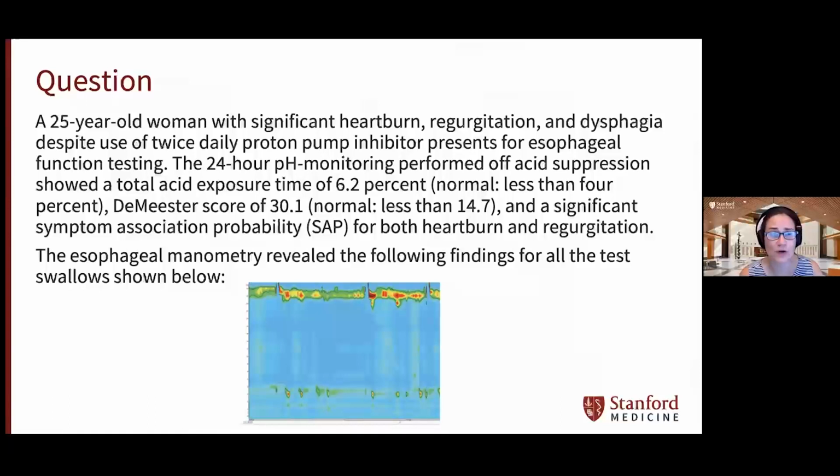He's got a Demeester score of 30.1, and the Demeester score is a composite score that tells us about a lot of different factors, not just the total amount of time that there's acid exposure, but when there is acid exposure, how long does it last? When does it occur? In what positions? And it creates a composite score that also tells us about the likelihood of reflux or the significance of reflux. And in this case, again, they give you the normal value, that normal is less than 14.7 and he's 30.1. And then the last thing they tell you is that he has a significant symptom association probability for both heartburn and regurgitation. So you have a lot of acid, a high Demeester score, and positive symptom association. So you know the patient has reflux.